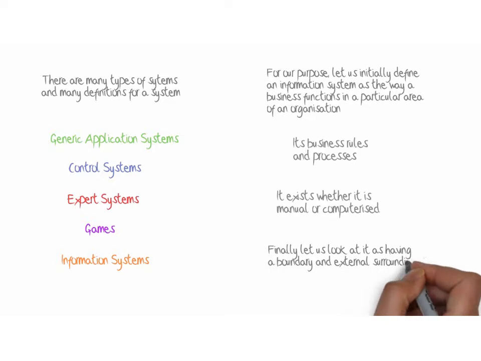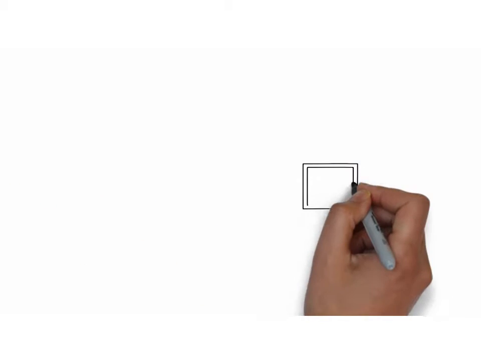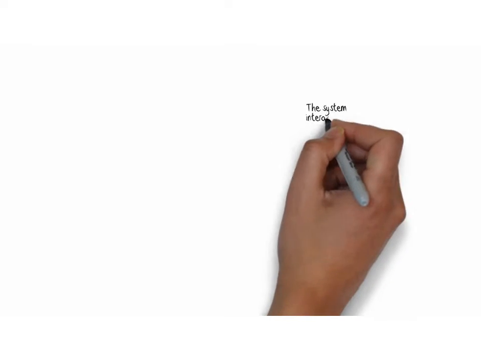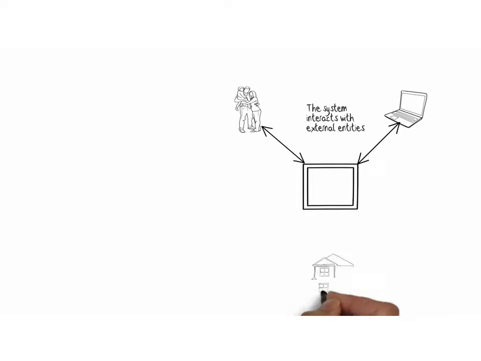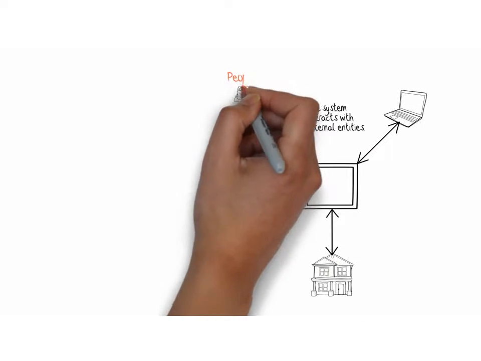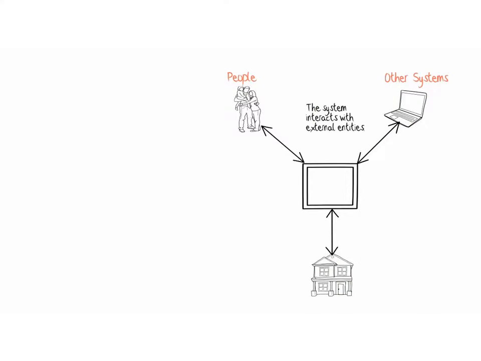We're going to use a simplified version, so modelling it a bit more simply than the one we looked at before. So if we do a square, the system interacts with external entities. We have people, other systems and possibly organisations.